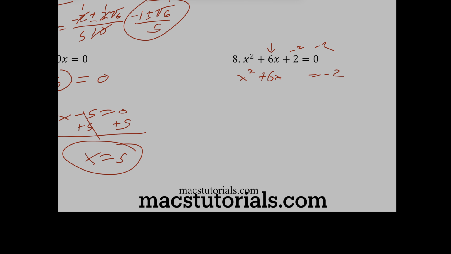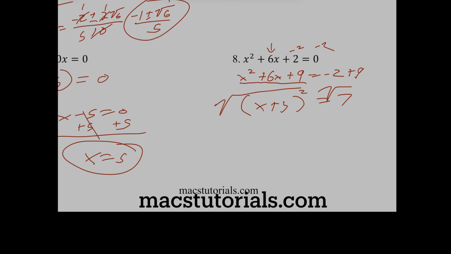Now, what's half of 6? 3. What's 3 squared? 9. So I add 9 to both sides. And the whole purpose of that is to get that in the trinomial square form, which is going to be x plus 3 quantity squared equals 7.